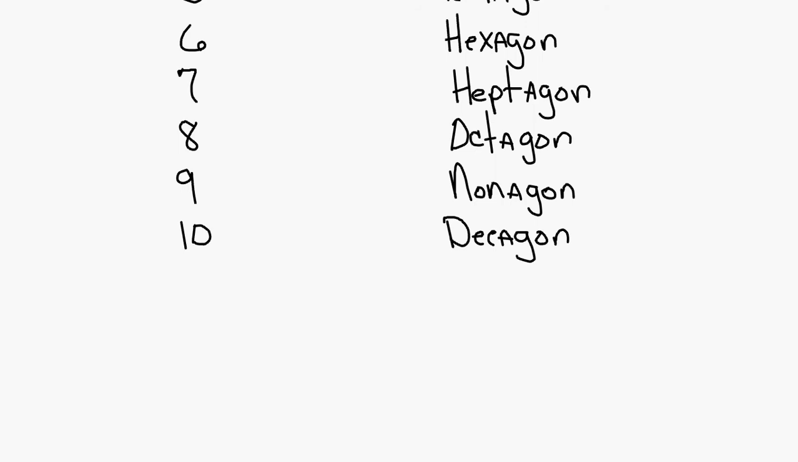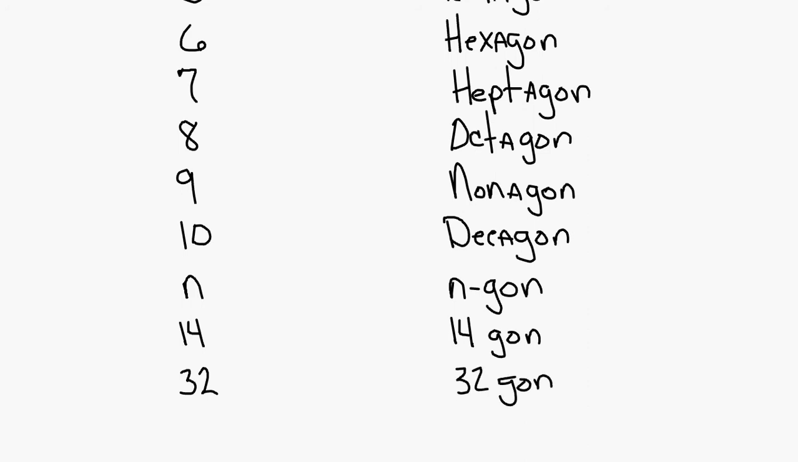Okay, so now we go to an n number of sides, and that's called an n-gon. What that means is that if something has 14 sides, you just call it a 14-gon. Really plain, I know. Just think if you were a 32-sided polygon and all they're going to call you is a 32-gon.